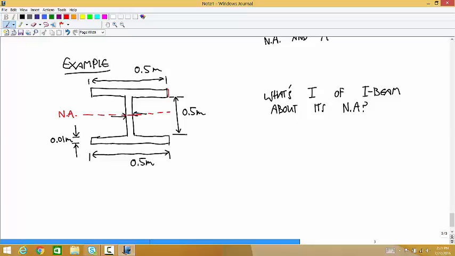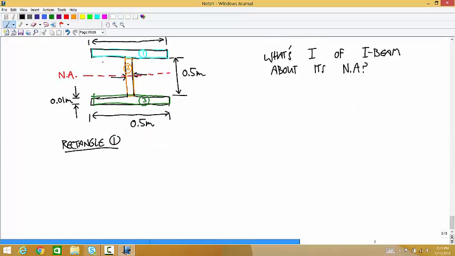Okay, so I'm going to break it up into this rectangle and this rectangle and the bottom one. So the first rectangle. First we have to calculate its moment of inertia about its own neutral axis using the formula. And then we have to use the parallel axis theorem to calculate the moment of inertia of rectangle 1 about that red neutral axis of the whole thing. Okay?